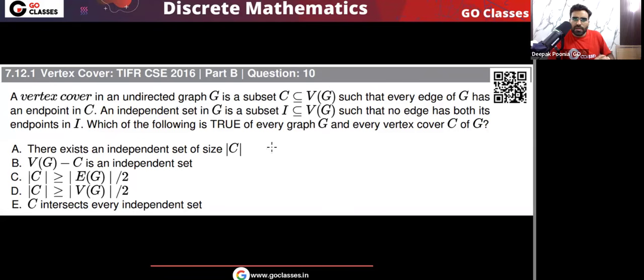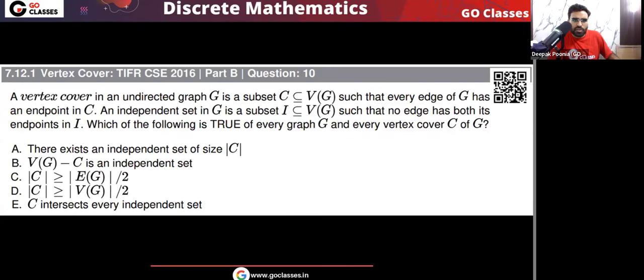The question is asking which of the following is true for every graph G, whatever graph you take, and for every vertex cover. We have already seen that if C is a vertex cover in the graph G, then the remaining vertices will make an independent set. Yes or no? So whatever vertex cover C you take in any graph G, the remaining vertices will make an independent set. We have already seen that independent set and vertex cover are complementary concepts within the graph G itself.